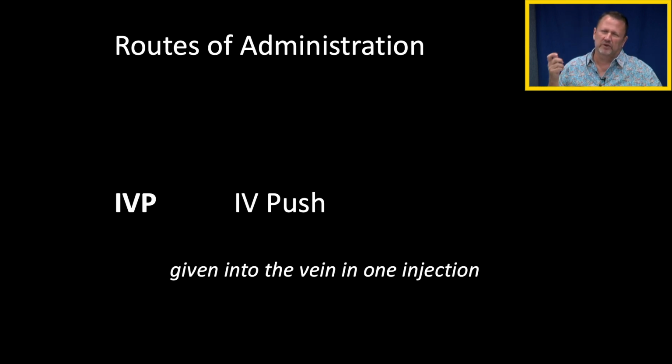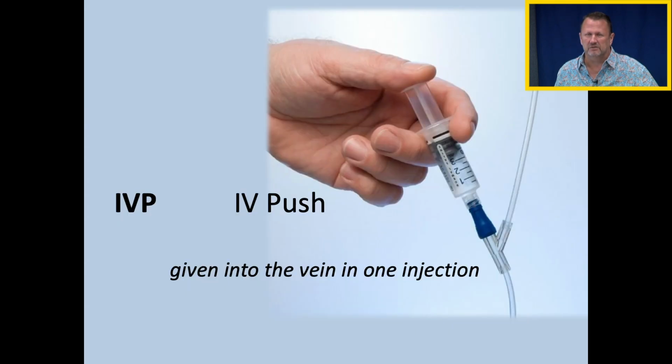That means we're going to use a syringe and push it in the vein in one single injection. Sometimes we have to do that very slowly. All right, so IVP means IV push. If you're pushing medications, right, there's an IV push. It's given into the vein, into the IV, in one injection. That doesn't mean quickly. Right? Sometimes we have to give it slowly. Sometimes an IV push should take 20 minutes.